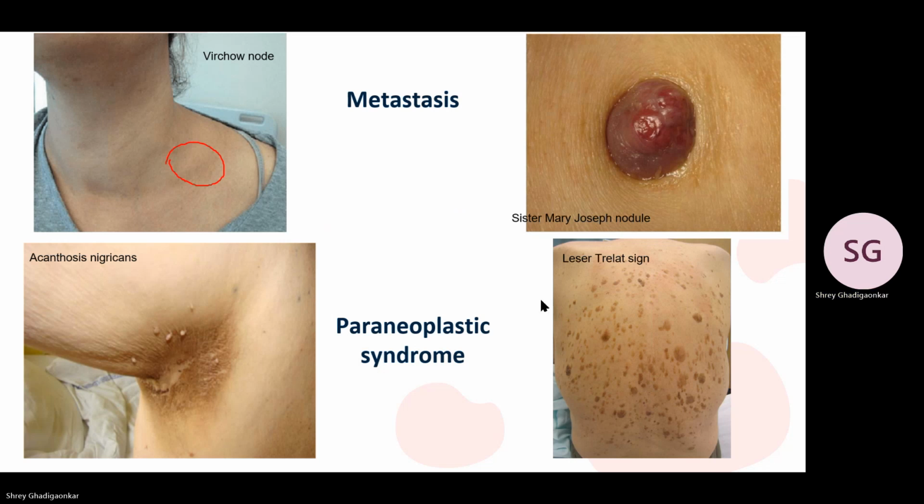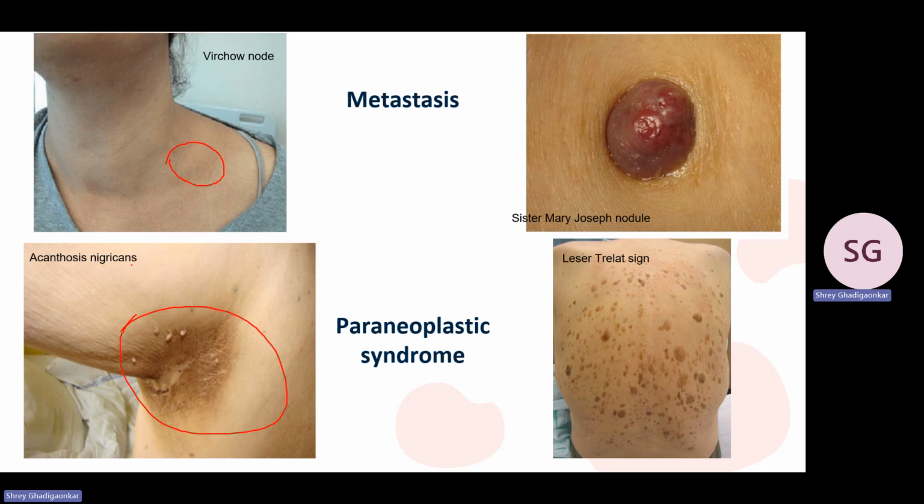Regarding the paraneoplastic syndromes, there are two specifically associated with gastric cancer, and that's acanthosis nigricans. Acanthosis nigricans is hyperpigmentation, hyperkeratosis, and numerous skin tags, as you can see in this image over here.